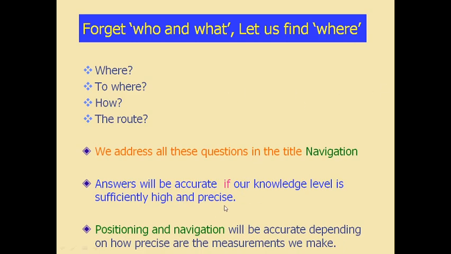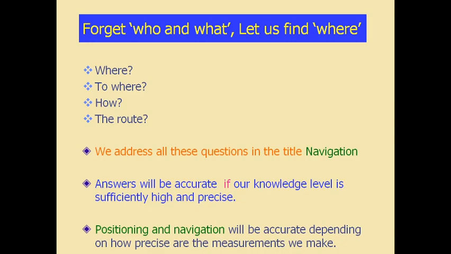So that is the message of this particular slide. Positioning and navigation will be accurate depending on your knowledge level. How precise the measurements you make decides the accuracy of the positioning and navigation. Where to go, how to go, etc., are determined by the knowledge you have, or the accuracy of the measurements you take. They all should be perfect to have perfect navigation.